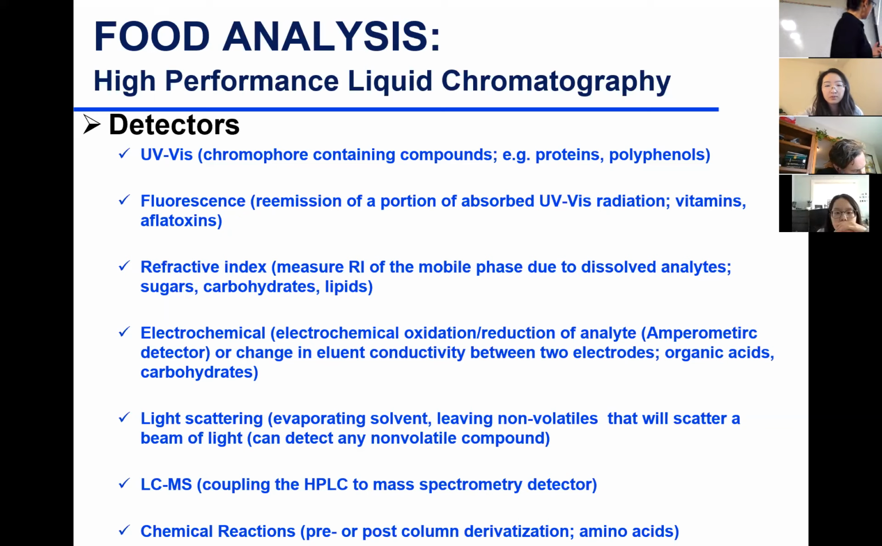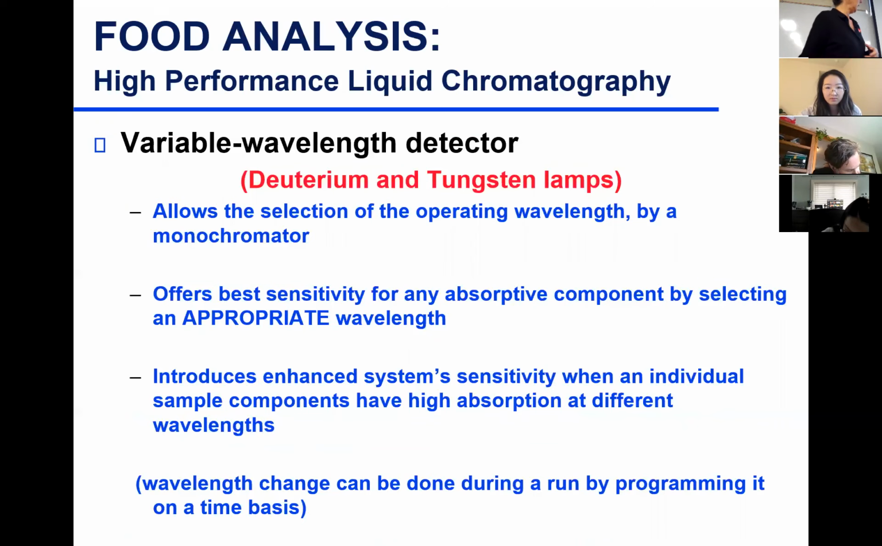So proteins are chromophores, polyphenols are chromophores. So these are examples of what you can utilize. Caffeine is a chromophore. Okay, so in UV detectors, you have different types. And in the lab, we talked about two types.